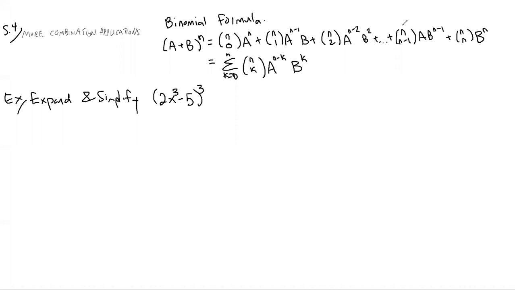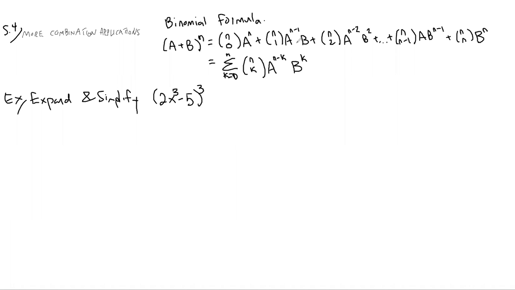All right, so just for a slightly harder one, now what we're going to do is expand and simplify (2x cubed minus 5) to the power of 3. So you could just totally use your expansions and multiply this out, but this formula is going to be a lot faster for us.